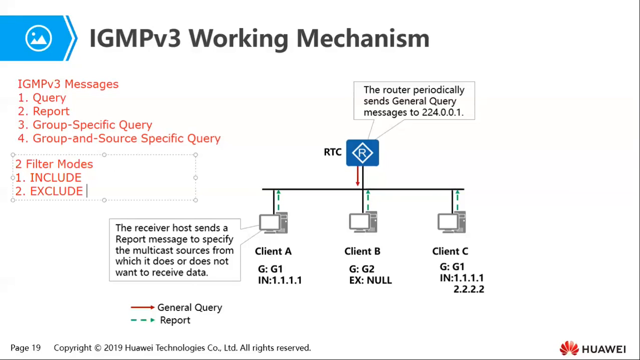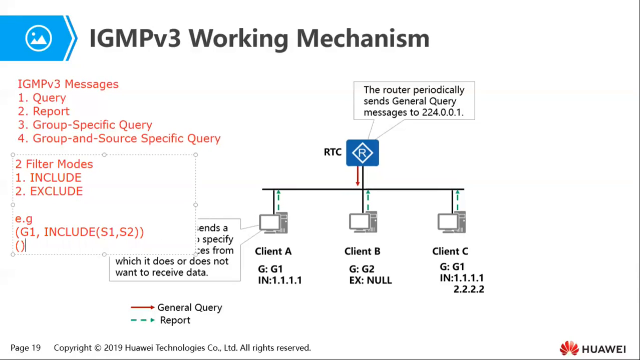So for example, client A wants to join group 1. If it wants to join group 1, when it sends the report, it will use the include filter. So how does it look? It looks like this: G1, then include, then it can specify the source. So maybe I want to receive from S1 and S2.